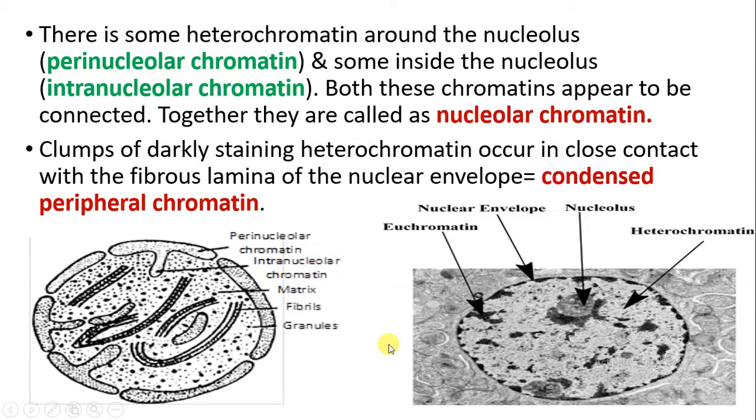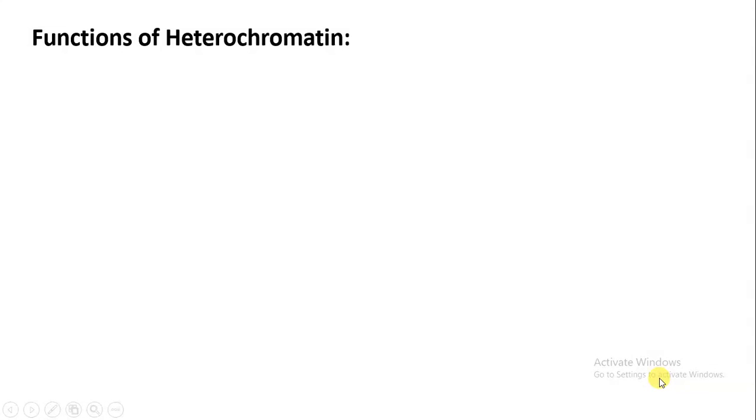Here, when we see the nucleus, there are some clumps of darkly stained heterochromatin which occur in close contact with the fibrous lamina. This region is the nuclear membrane. In the border you can see some clumps, and these clumps are the heterochromatin which are attached to the fibrous lamina, which is always in contact with the inner nuclear membrane. This is called condensed peripheral chromatin. This is also an example of heterochromatin.